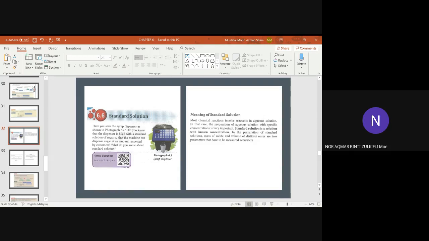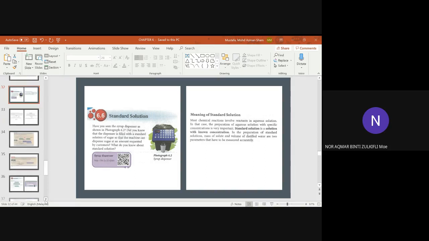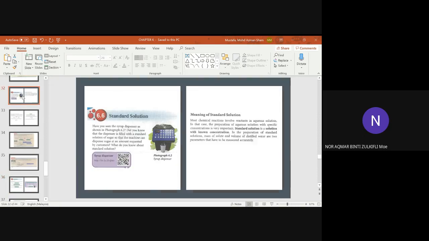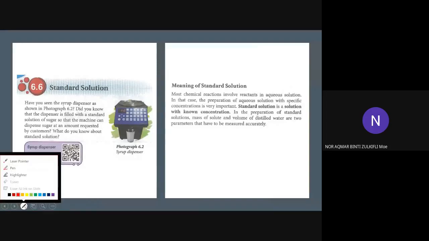Today we continue the topic for 6.6 standard solution. I will cover two subtopics for today, 6.6 standard solution and also 6.7 neutralization. Let's look into it. Okay, standard solution.